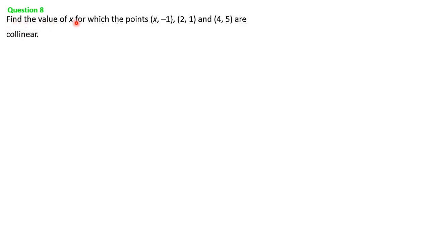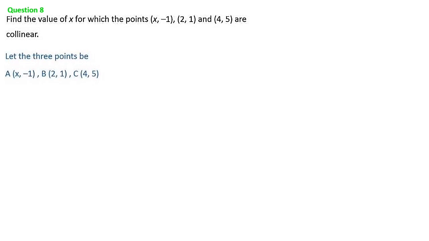Let's begin with question number 8. Find the value of x for which the points (x, -1), (2, 1) and (4, 5) are collinear. So 3 points are given to us, and it is given that these 3 points are collinear. That is a condition, and we are asked to find the value of x. Collinear means these 3 points lie on the same line.